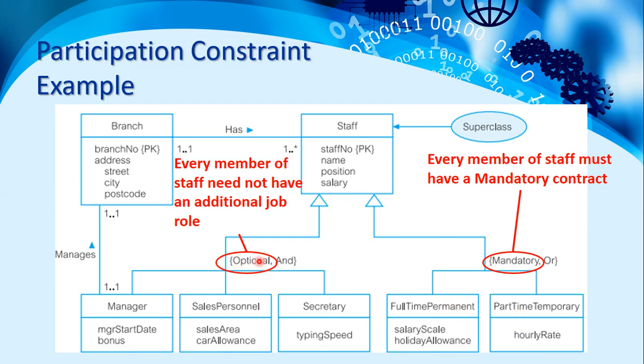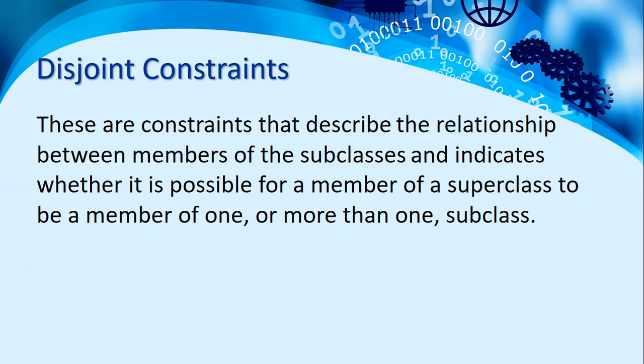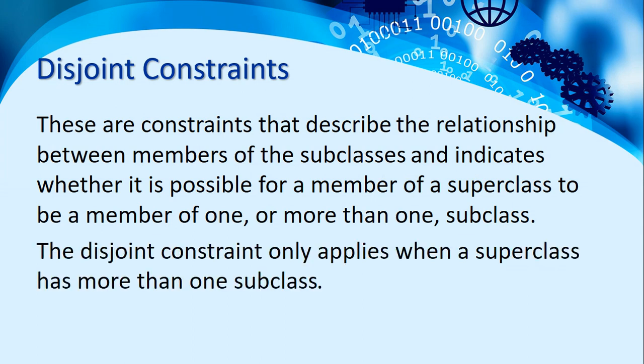That is the first part of the constraint. There is another one here, the "and" and "or". This is what we call the disjoint constraint. When we say disjoint constraint, these are constraints that describe the relationship between members of the subclasses and indicate whether it is possible for a member of a superclass to be a member of one or more than one subclass. If it seems confusing, we'll have an illustration for this one. The disjoint constraint only applies when a superclass has more than one subclass.